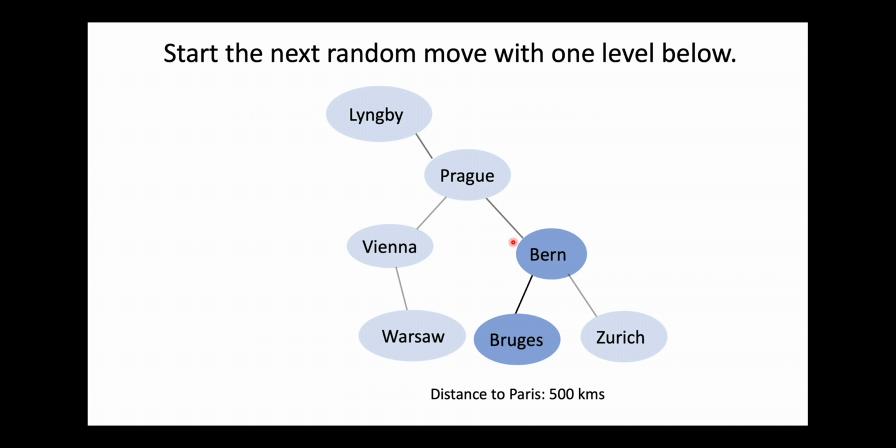So you can see what is the difference from the previous nested Monte Carlo tree search. From Lyngby we are not trying all possible paths, but we just take a random path. So at each level we are just making a random path and trying to find one better than the previous one.